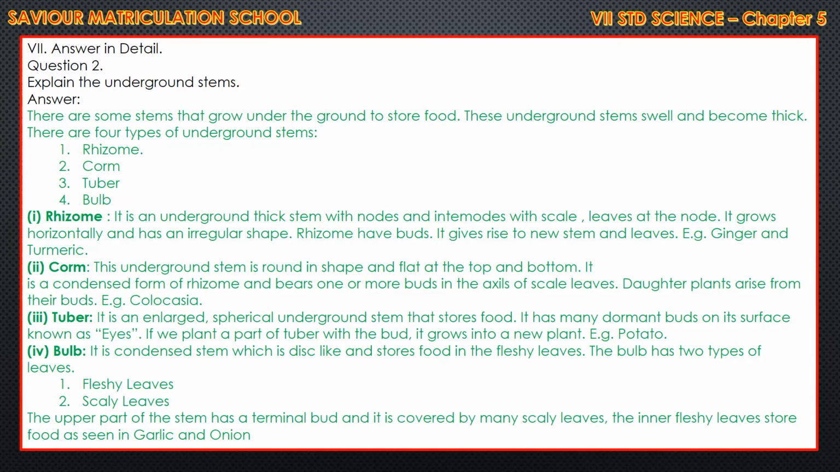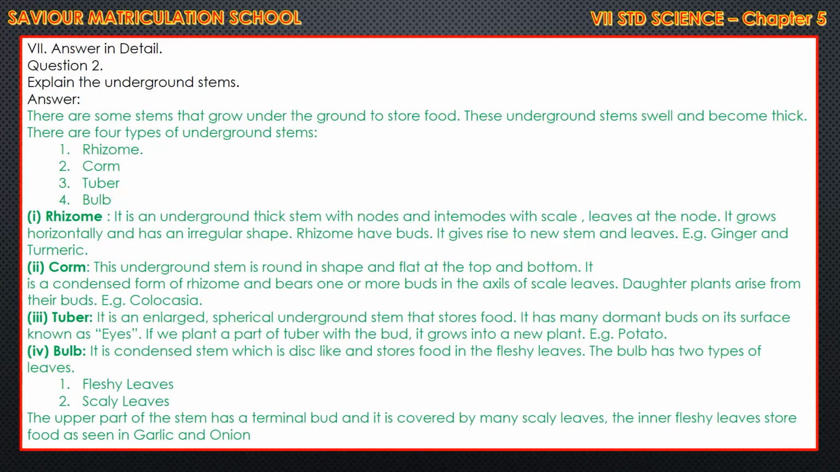It's an underground thick stem with nodes and internodes, with scale leaves at the node. It grows horizontally and has an irregular shape. Rhizomes have buds that give rise to a new stem and leaves. Example, ginger and turmeric. Second one is corm.